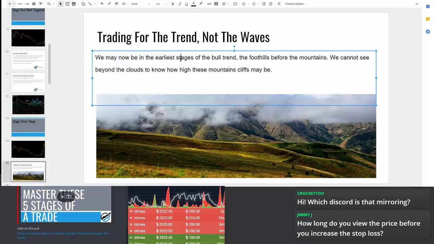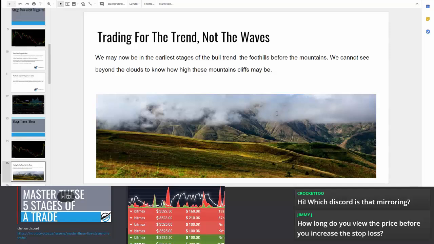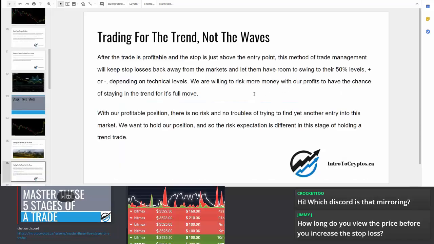But for my own part, we may be at the earliest stages of a massively long bull trend. We're kind of in the foothills before the mountains. And as you can see in this picture here, the clouds are obscuring the mountains themselves, and we can't see. We don't know how high the mountains are. We don't know how tall this goes, straight up or what, because our view is clouded. We don't know the future. But we're definitely in the plains, that flat land of all the bottom formations, and many of the coins are already starting up these foothills, if you like the analogy.